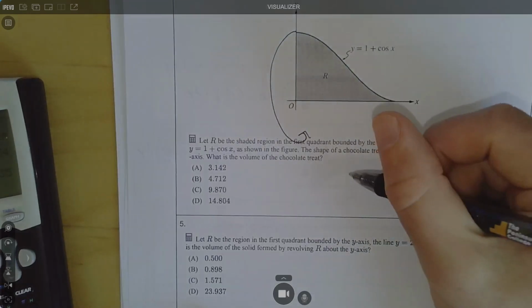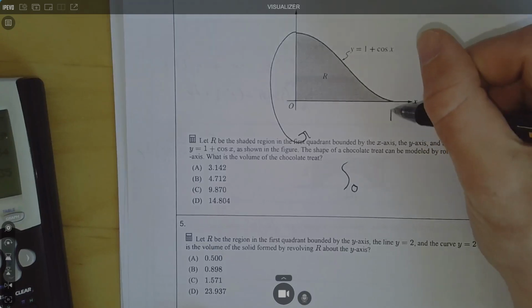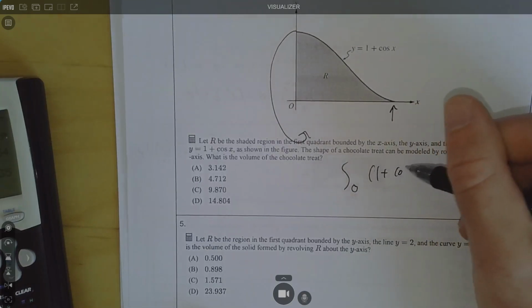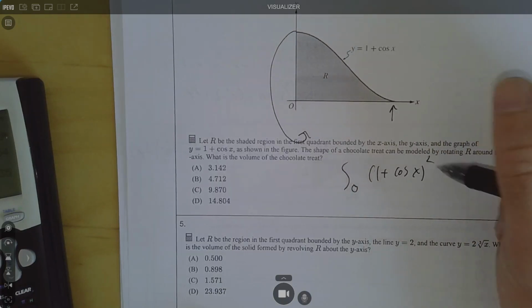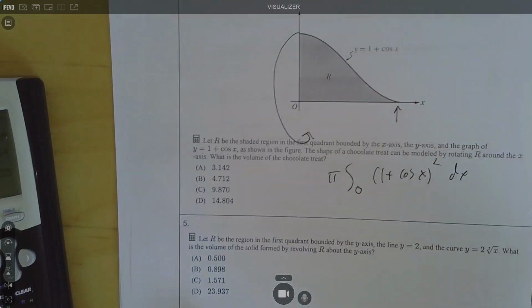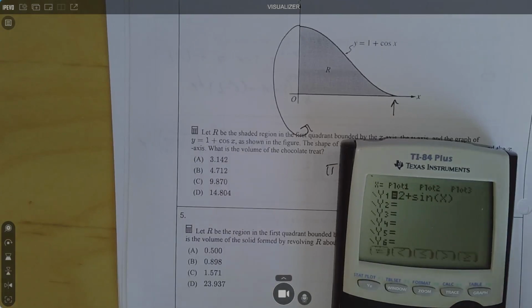It's going to be the integral from 0 to, okay, we do have to figure out what that is. The function is going to be 1 plus cosine x, squared, dx, and then it'll be pi in front. So we just need to figure out what this value is, and then we're good to go. So let's graph it. 1 plus cosine x.